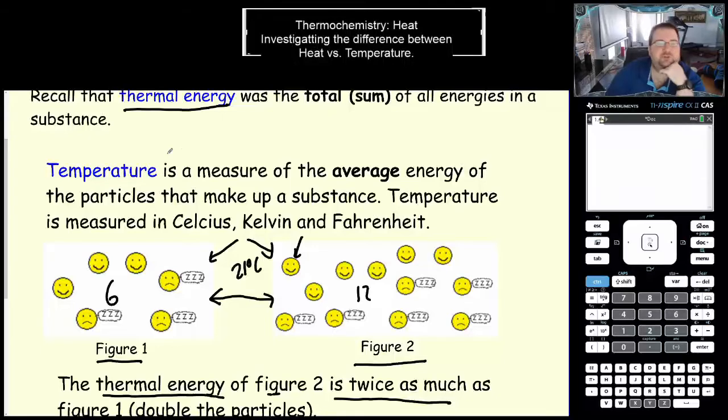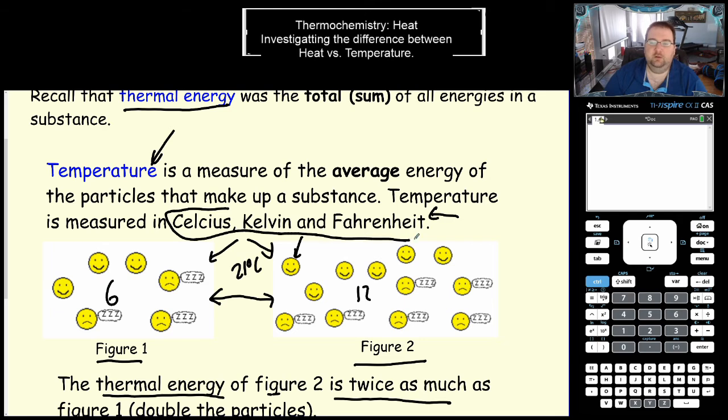Let's define temperature. When you go outside and you might say, oh, today it's a pretty hot day. And yesterday was a hot day too. Does that mean they were the same temperature? Maybe. How would you prove it? Well, you have to measure something. When you take something's temperature, it's usually going to be measured in one of these three things: Celsius, Kelvin, or Fahrenheit.